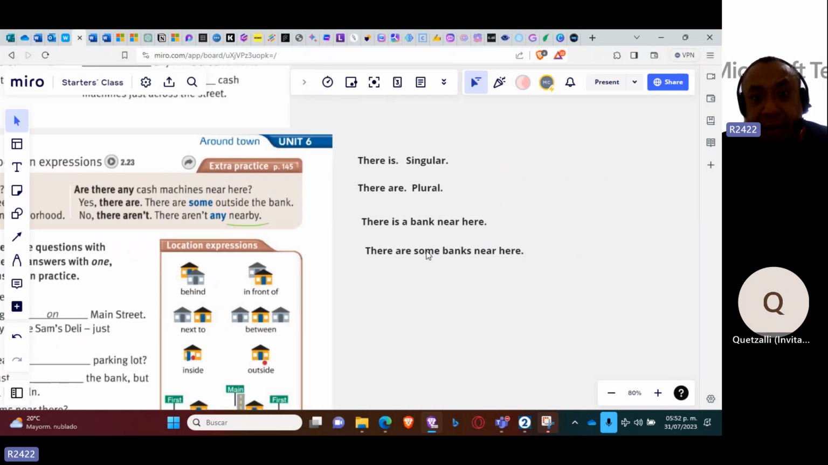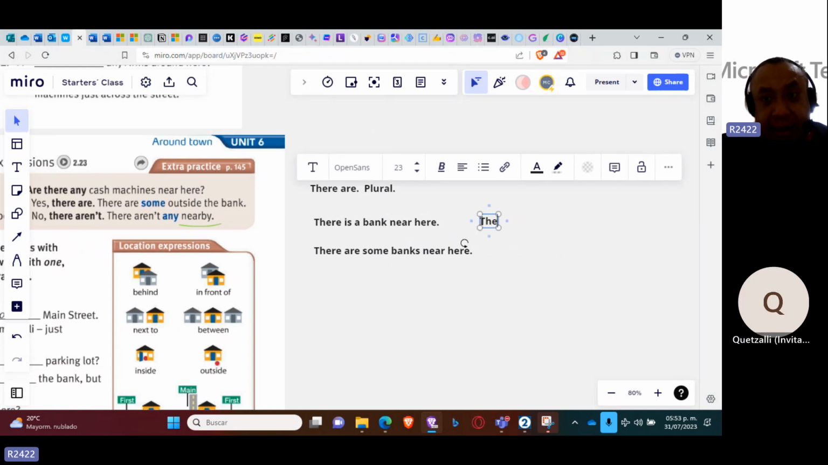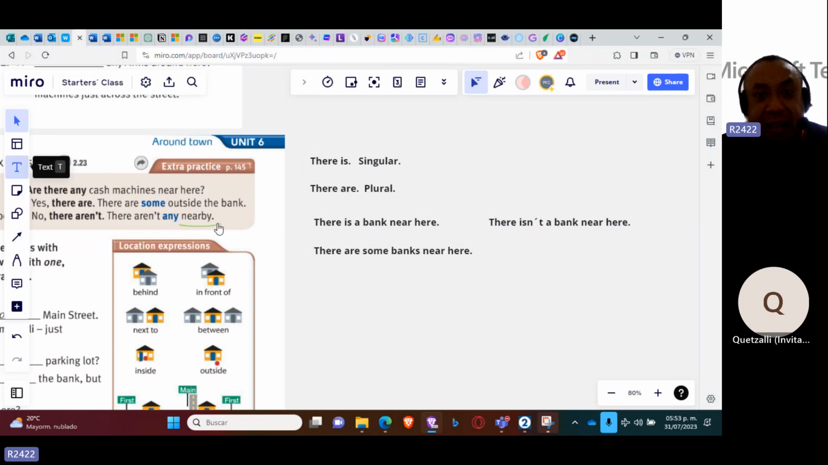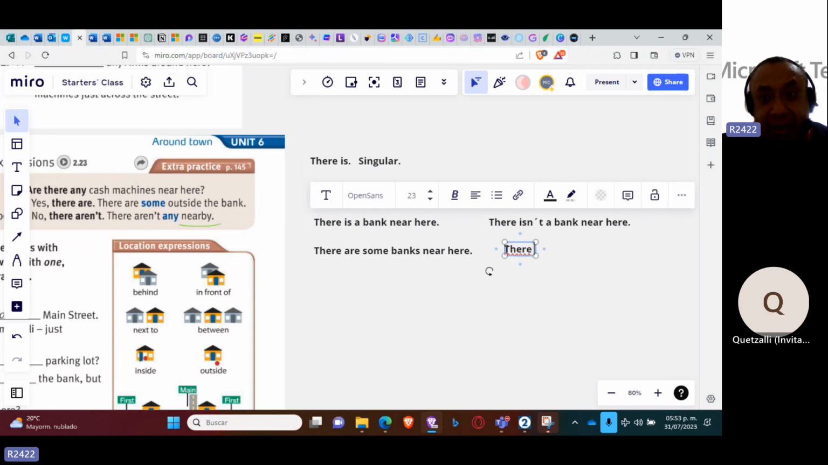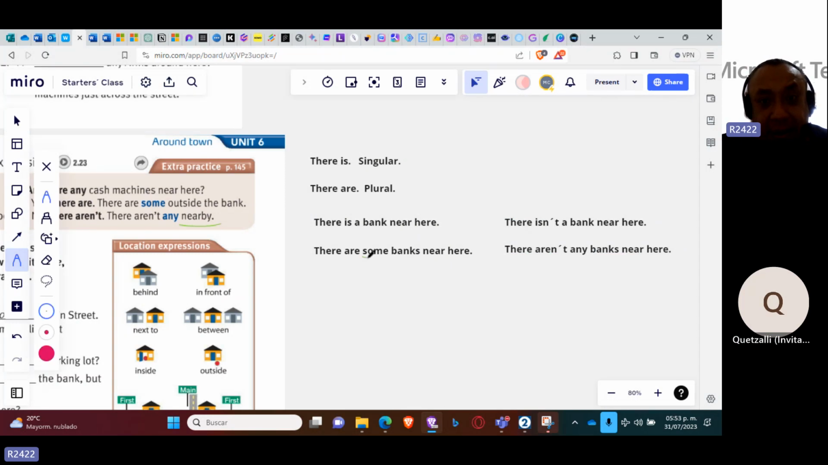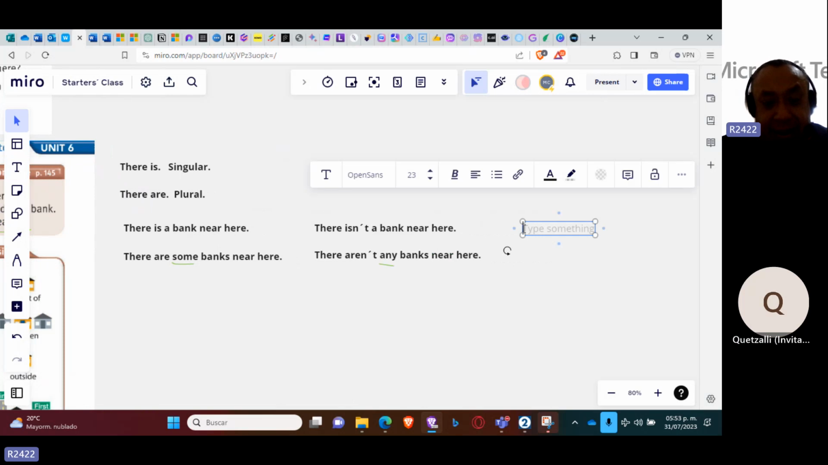Okay. Look at the negative. The negative, super easy. There isn't a bank near here. The negative, look at this. There aren't any banks near here. Mira cómo cambia del afirmativo, usamos some. En el negativo usamos any, mira, aquí. Question is super easy, ok.